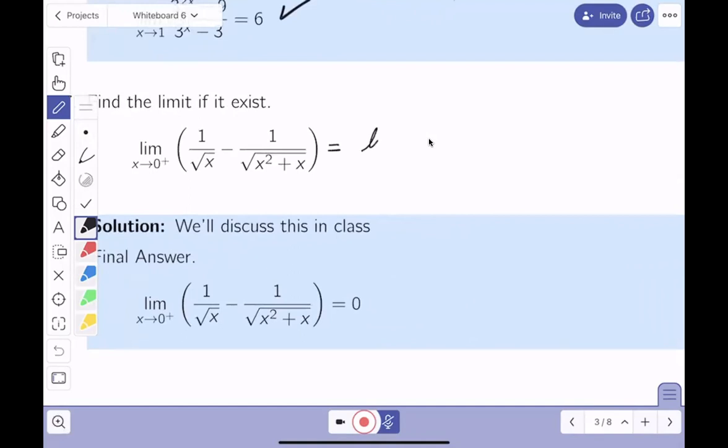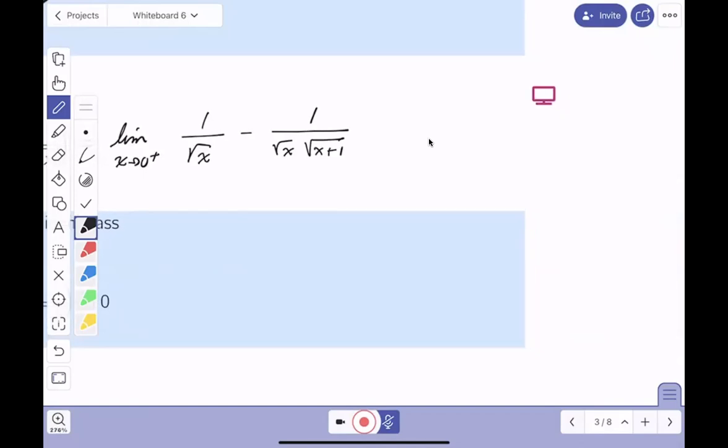So, limit as x goes to 0 from the right side. This would be 1 over root x minus, well, this is going to be root x times root x plus 1 over 1. I know it's a lot of work, by the way, and it's frustrating sometimes if work doesn't lead to an answer. It happens all the time. I'm going to find a common denominator. What would that be? Root x times root x plus 1. That's the common denominator, by the way.